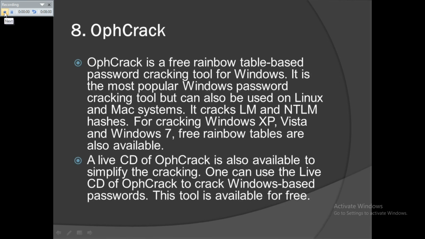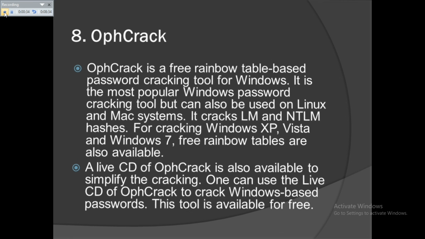8. Ophcrack. Ophcrack is a free rainbow table-based password cracking tool for Windows. It is the most popular Windows password cracking tool but can also be used on Linux and Mac systems. It cracks LM and NTLM hashes. For cracking Windows XP, Vista and Windows 7, free rainbow tables are also available. A live CD of Ophcrack is also available to simplify the cracking. One can use the live CD of Ophcrack to crack Windows-based passwords. This tool is available for free.